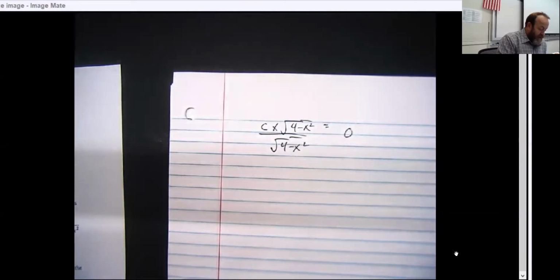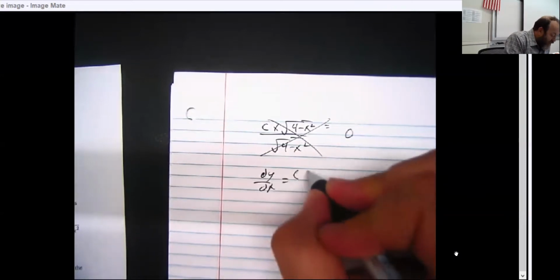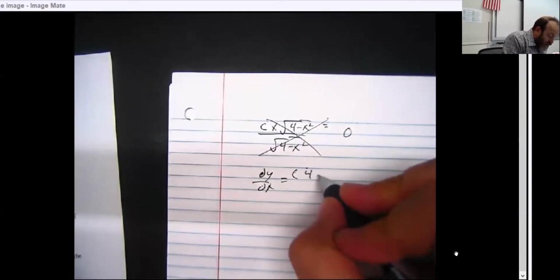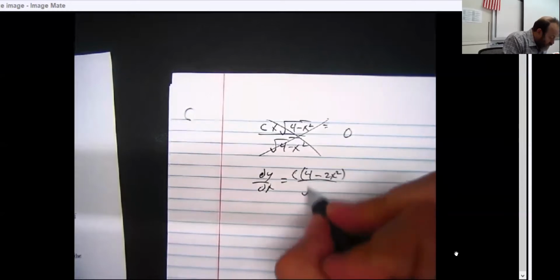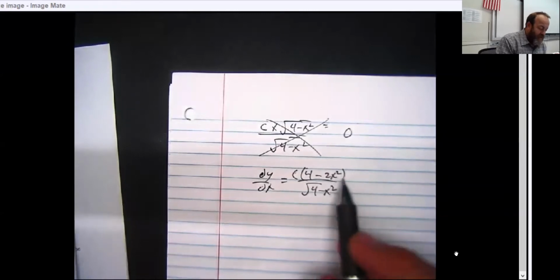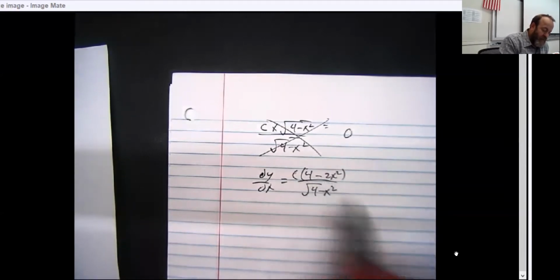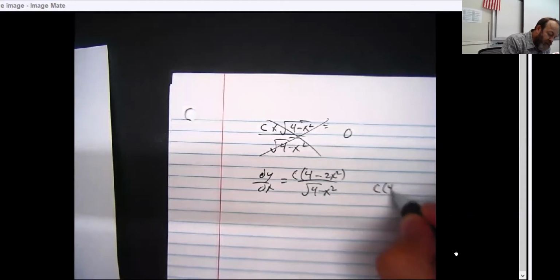And so the derivative, I think I wrote that down kind of funny. I actually wrote something in my notes a little bit weird. Let me go back to that. So dy/dx, recall, is C times, I'm just looking at the problem that is there, 4 minus 2x squared all over the square root of 4 minus x squared. So of course, if I want to find out where this derivative is equal to 0, because that's where that would happen, let's go ahead and do that.